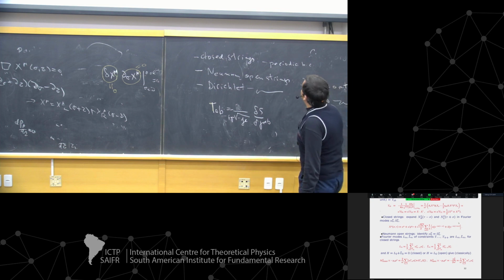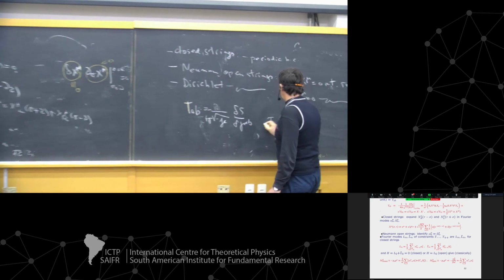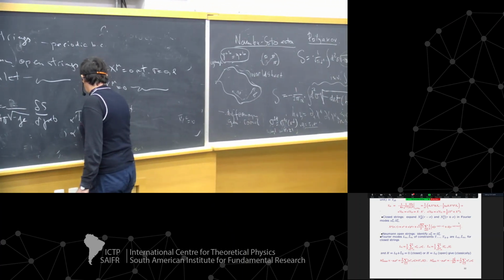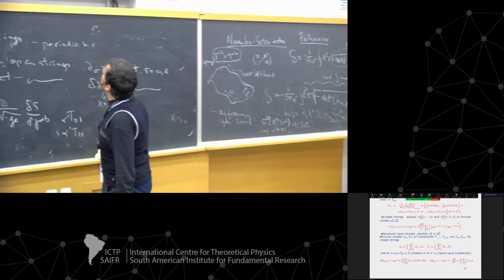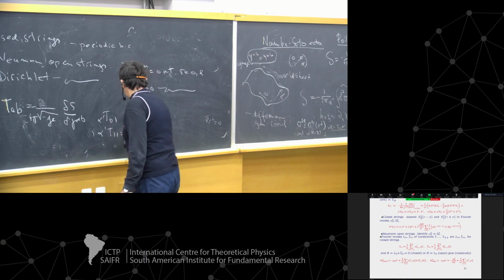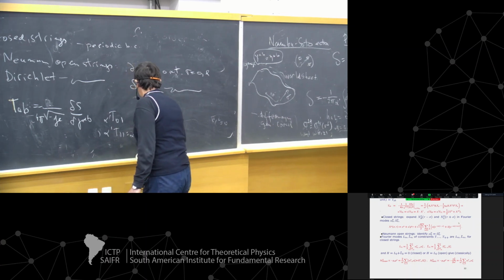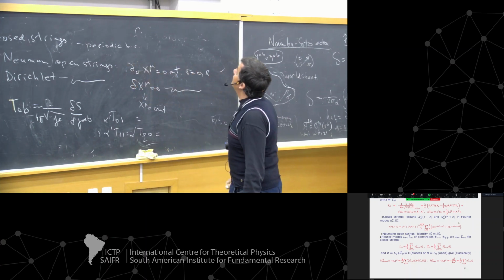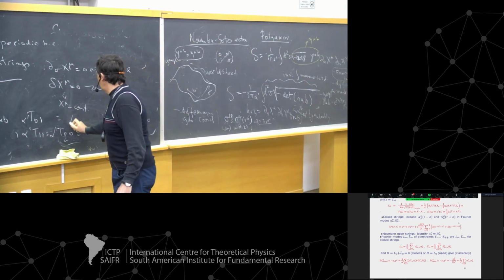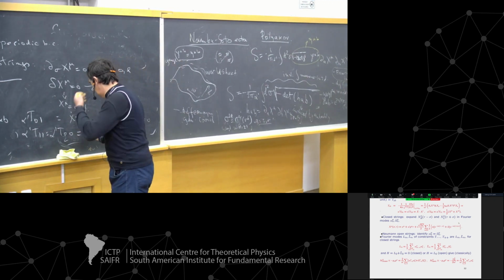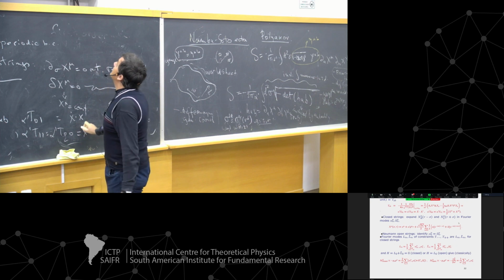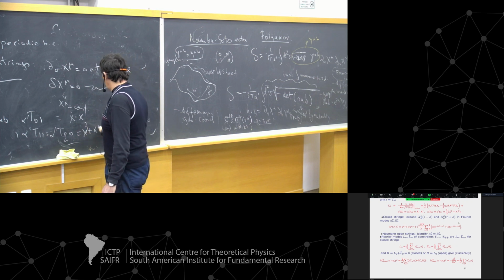So you have T01, T11, T00, T11. These are the 3 independent ones. So this is x dot times x prime, and this is x dot squared plus x prime squared over 2.